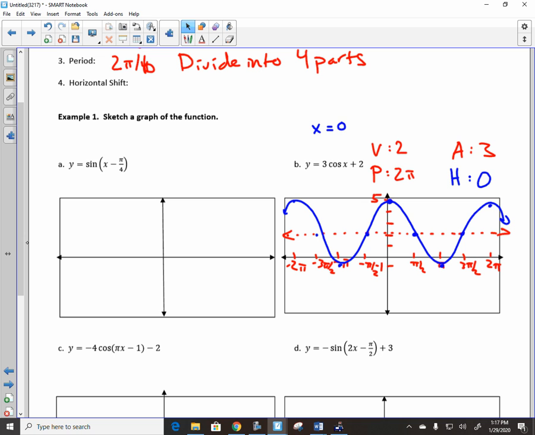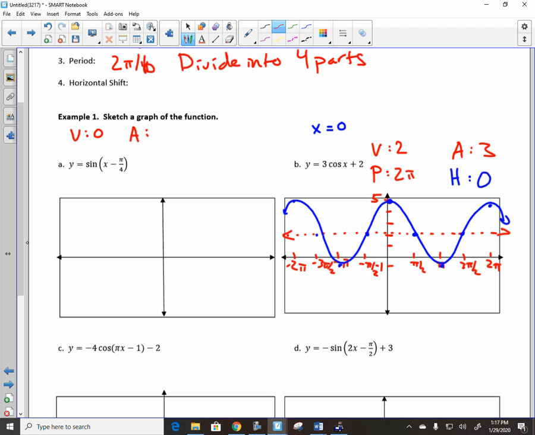So let's look at this guy. Is there a vertical shift here? Is there a plus or minus something on the outside? Nope. So there's no vertical shift. So we're going to be right on the x-axis. Makes this one a little bit easier.